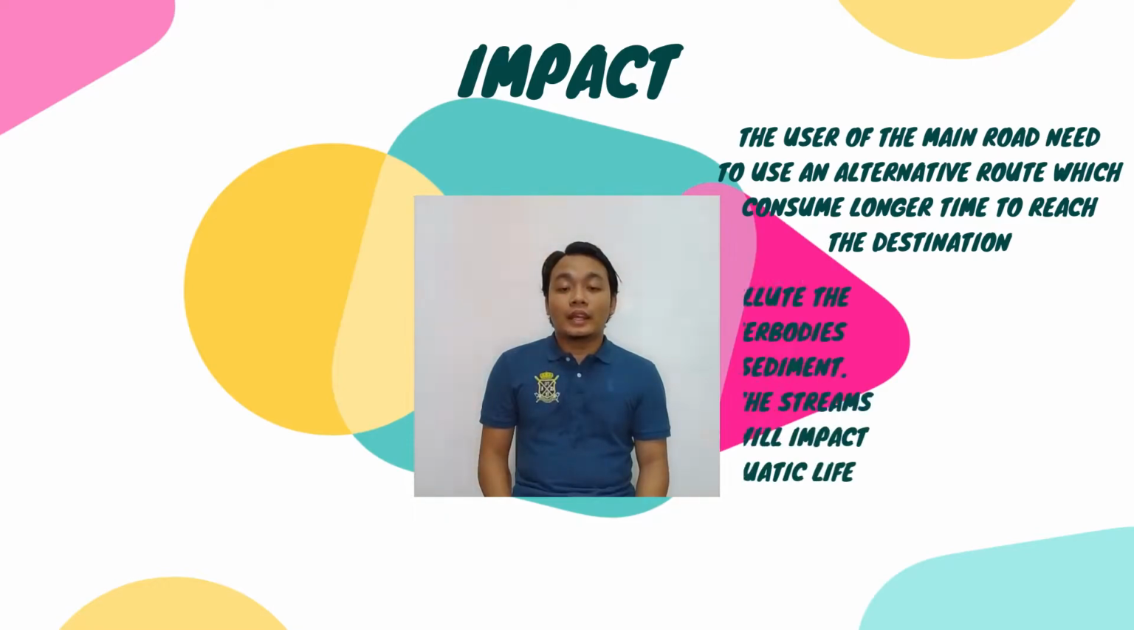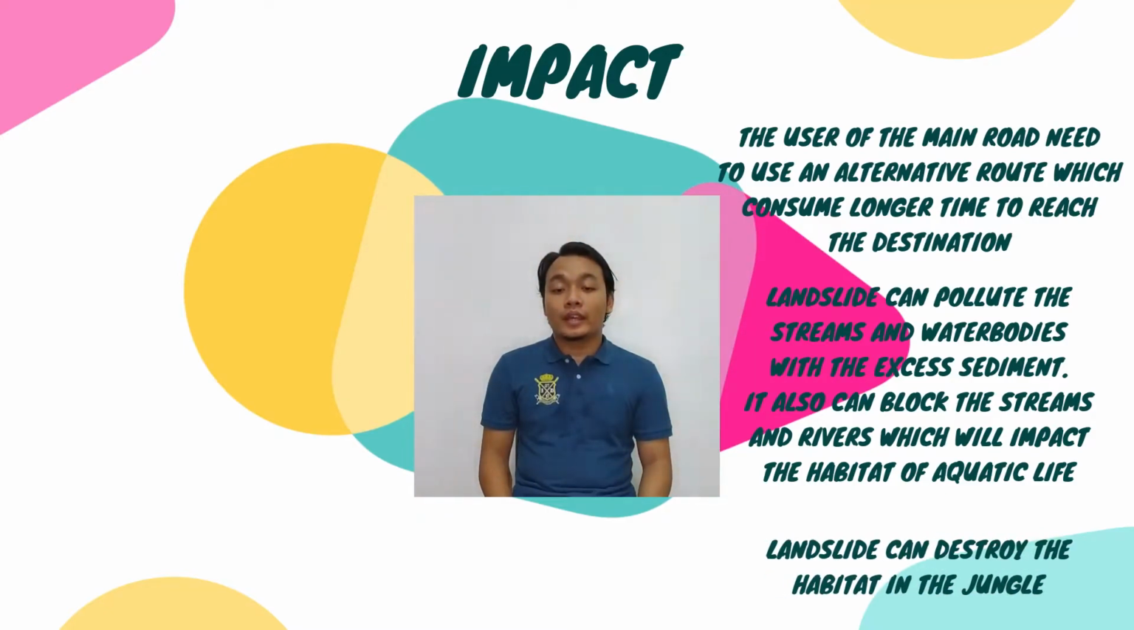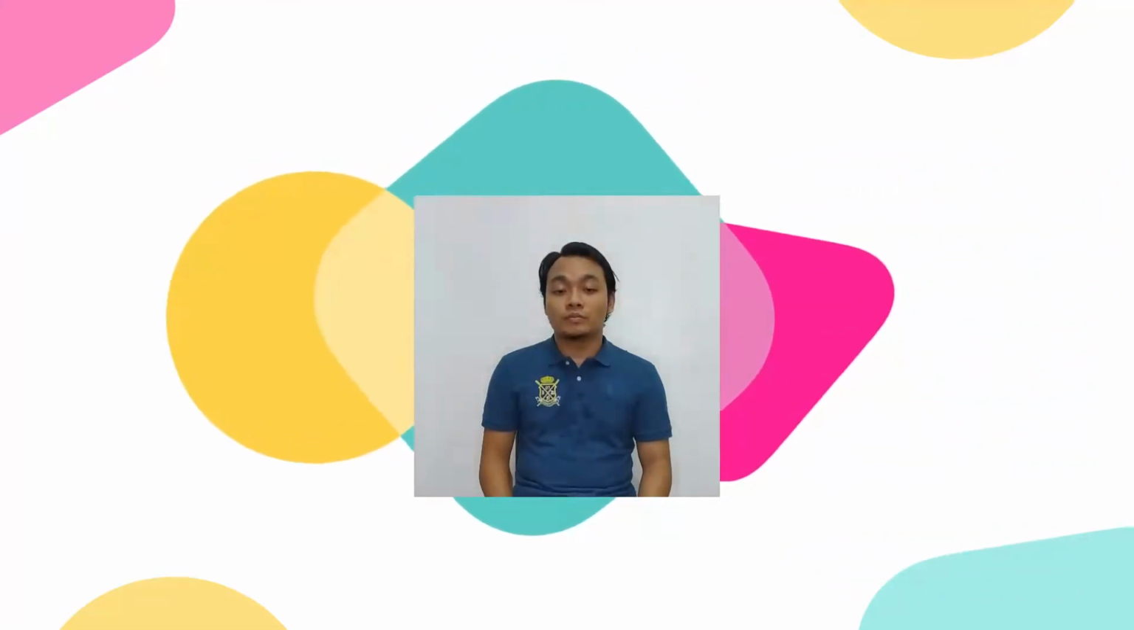Another impact is that landslides can pollute the streams and water bodies due to excess sediment. In severe cases, landslides can block the streams and rivers, which will impact the water quality and habitat of the aquatic life. Landslides can also destroy the habitat in the jungle. As the trees have fallen, animal species such as monkeys and wild animals will lose their home.